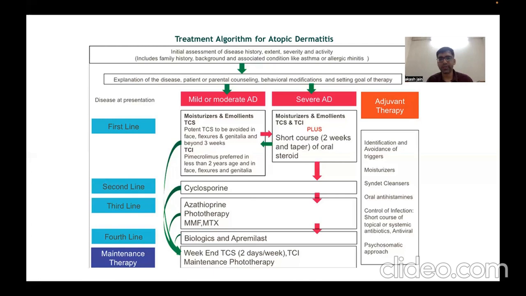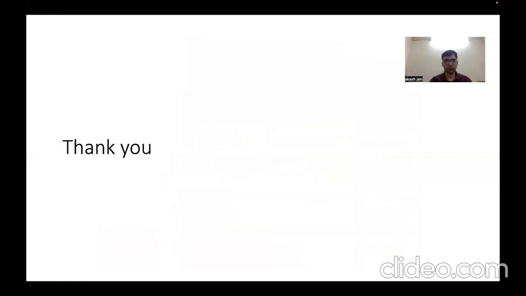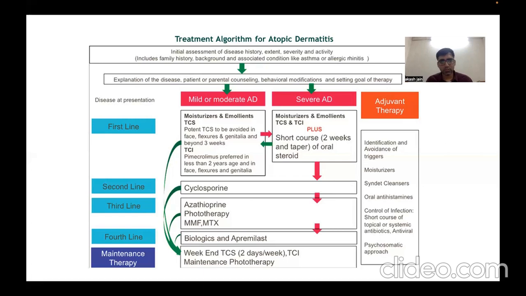So in severe atopic dermatitis, first line therapy includes moisturizers and emollients, topical corticosteroid plus a short course of oral steroids. If the patient does not respond well to the first line therapy, the second line therapy in atopic dermatitis includes cyclosporin.